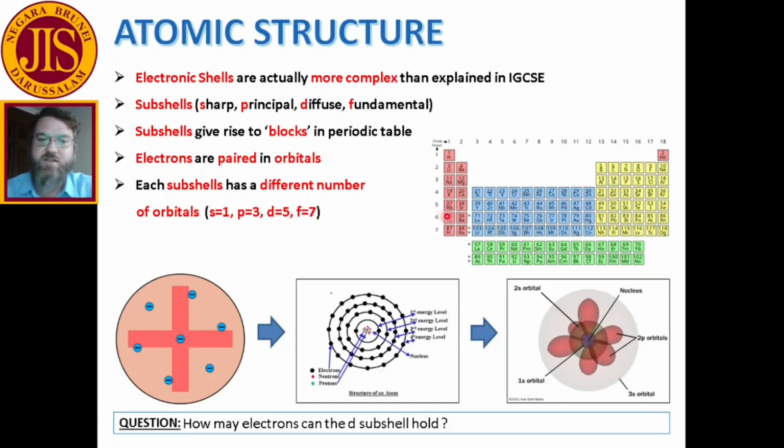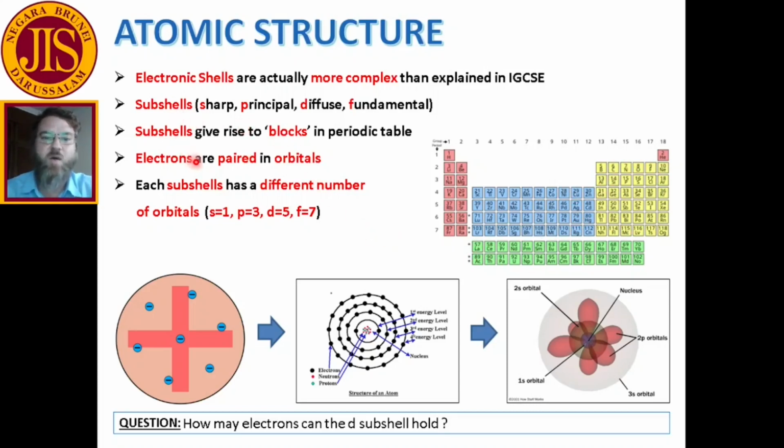So this is the S block, groups 1 and 2. This is the D block, and that's the transition metals. This is the P block, groups 3 through 8. And the lanthanides and the actinides are the F block. That comes about because of these subshells.